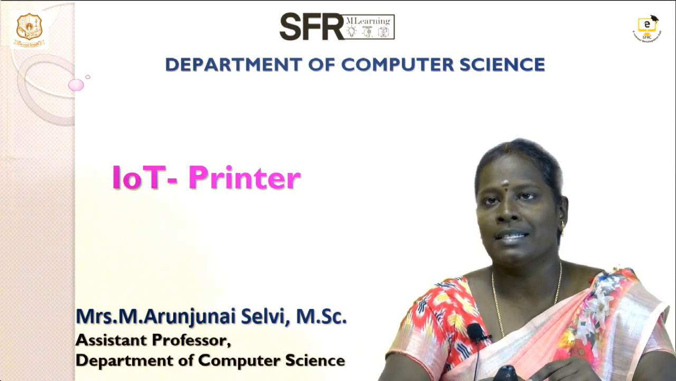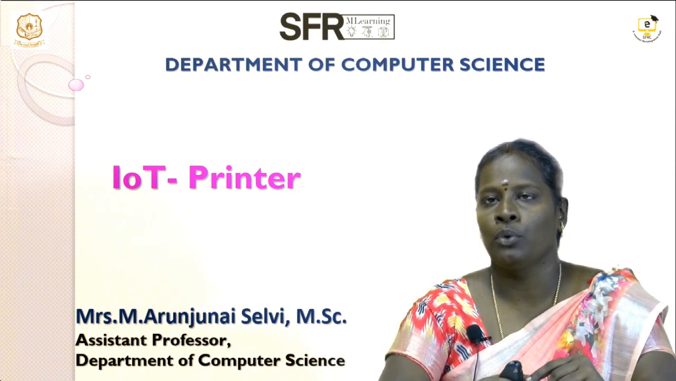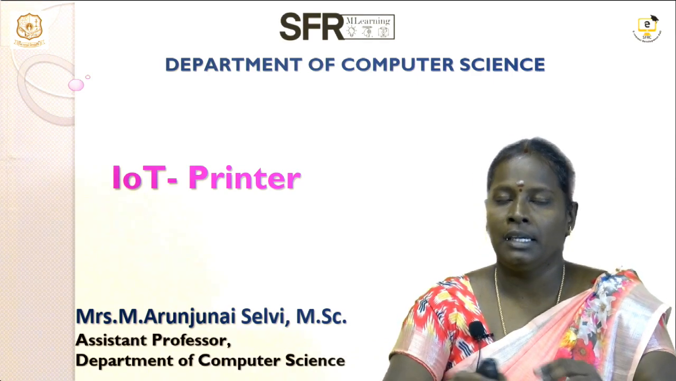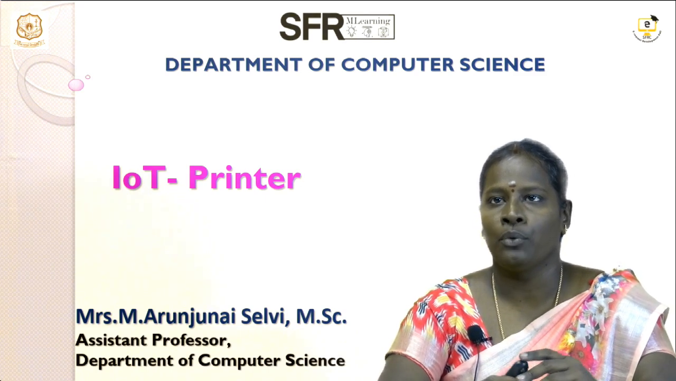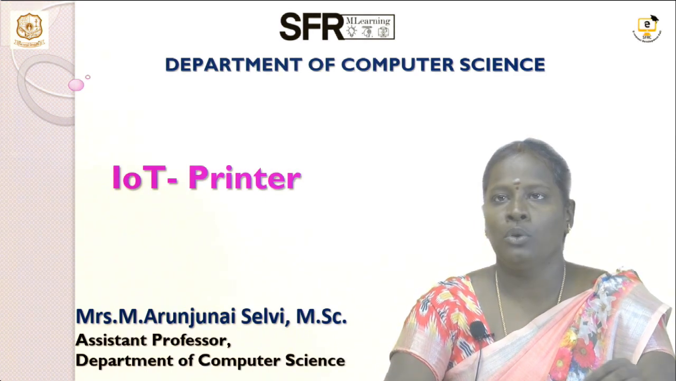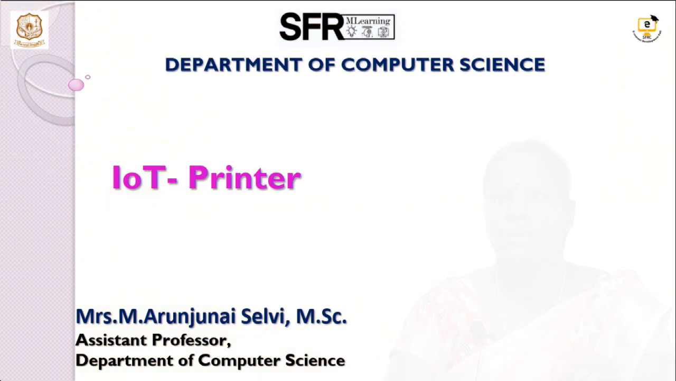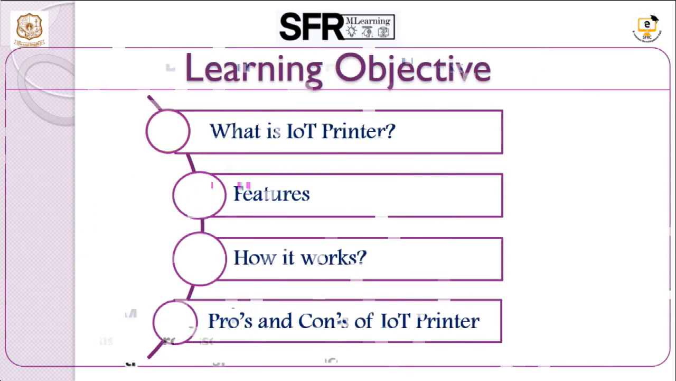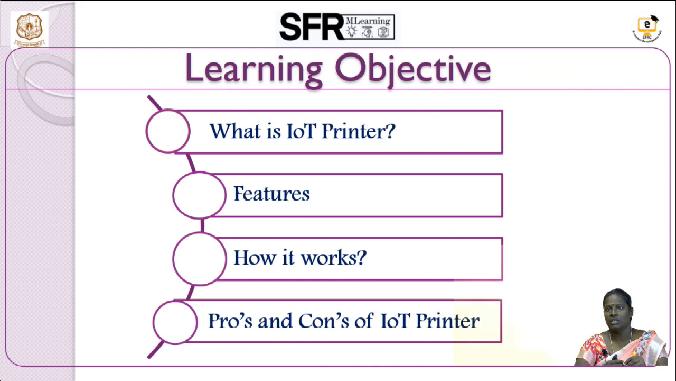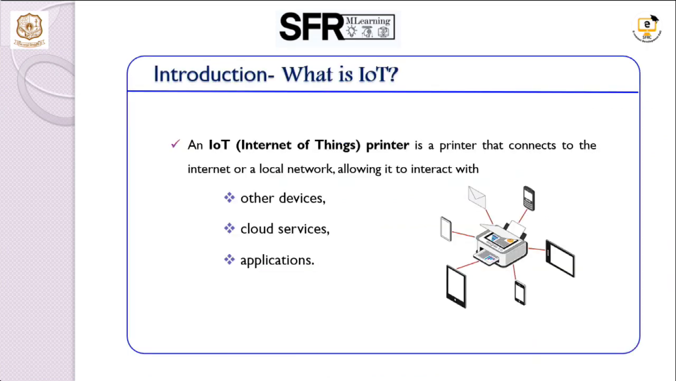So in the last class, we discussed in detail about IOT architecture. In this class, we are going to discuss about IOT printer. You all know what is a printer. Before that, we have a glance about what we are going to learn in this video. The first one is what is an IOT printer, what are its features, how it works, and pros and cons of IOT printer. In day-to-day life, we are seeing printers everywhere. So what is special with IOT printers?